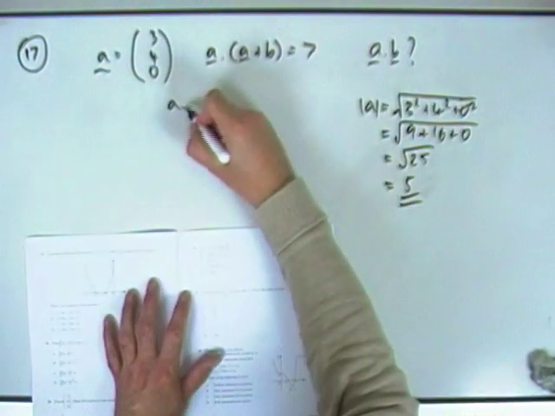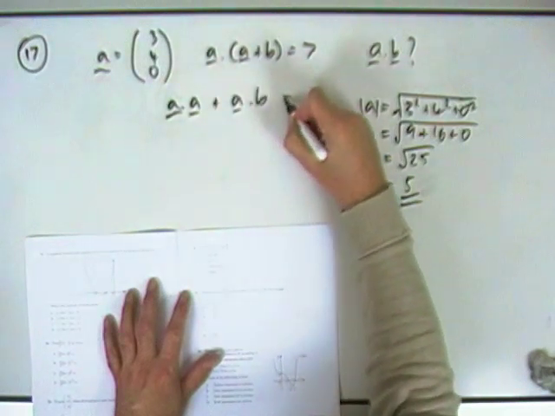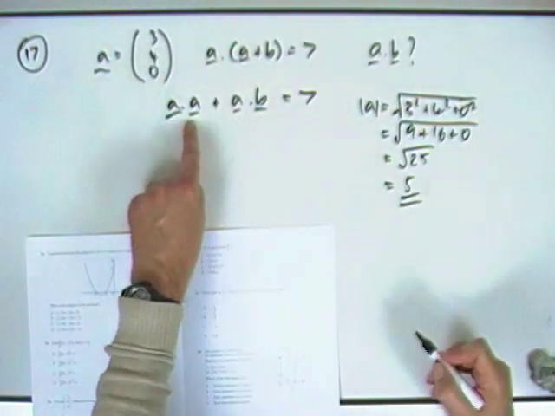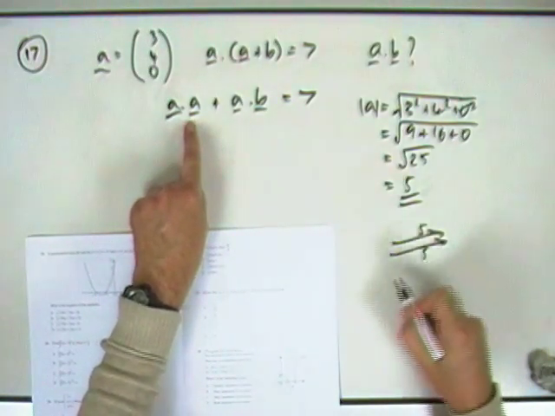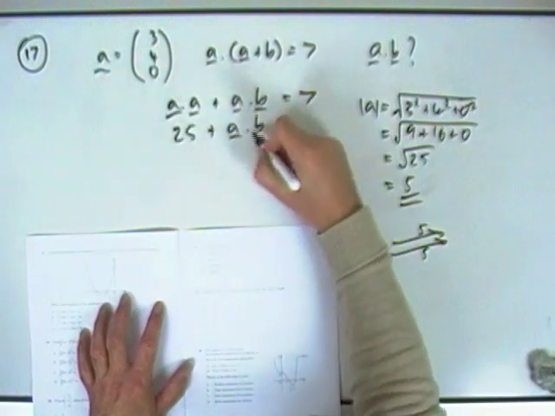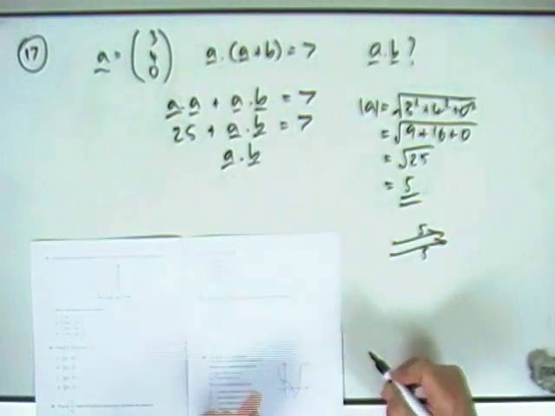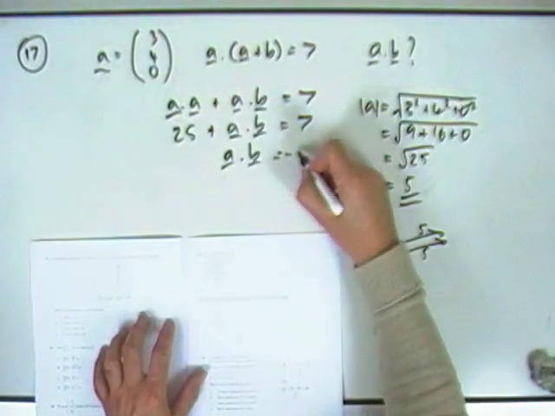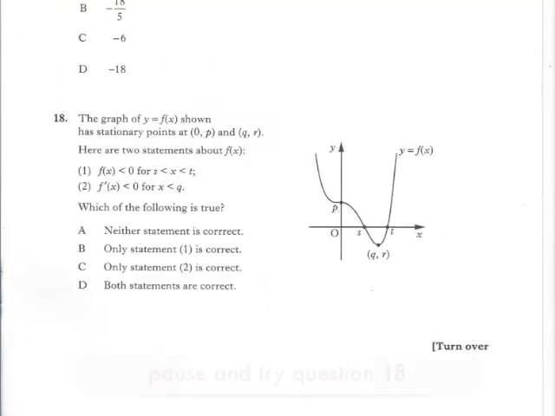So splitting that up, I've got a dot a plus a dot b equals 7. Now a goes in exactly the same direction as a. So it'll be all of a is 5 times all of a is 5. So that's going to come to 25. So 25 plus the thing I don't know is 7. So the thing I don't know, scalar product of a and b will be 7 take away 25, which is negative 18, which is D.